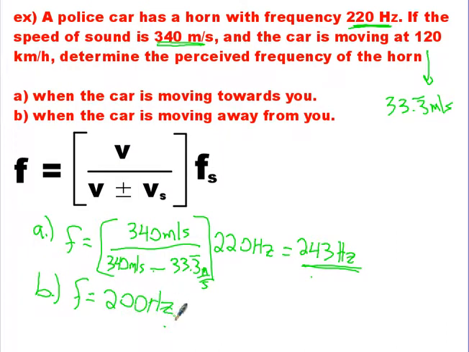Higher frequency when it's moving towards you, it's higher pitched. Lower frequency when it's moving away from you, lower pitched. So that's the Doppler effect.